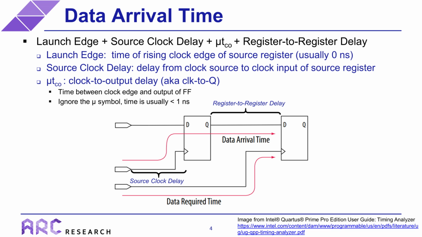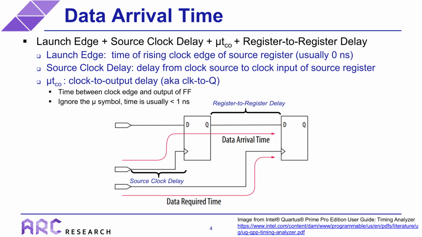The source clock delay is the propagation delay of the clock source to the source flip-flop. Basically, Quartus separates the clock skew into components for the source and destination flip-flops. So here, the source clock delay is just the skew component for the source flip-flop. The micro clock to output delay is really just an elaborate name for what I previously called the clock to Q delay in the previous presentations.